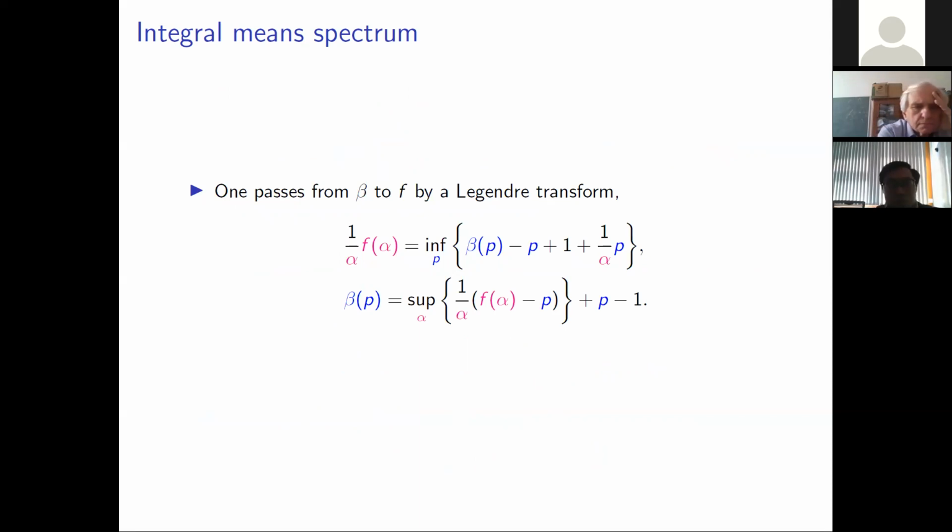So this is the relation between the integral means spectrum of the conformal map and the multifractal spectrum of the harmonic measure on the boundary of the domain. It's a type of Legendre transform. So if you have the integral means spectrum, you can get the multifractal spectrum of the harmonic measure on the boundary.